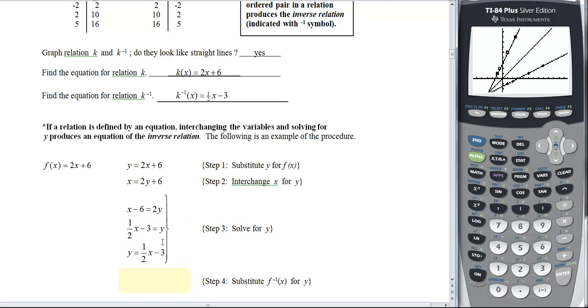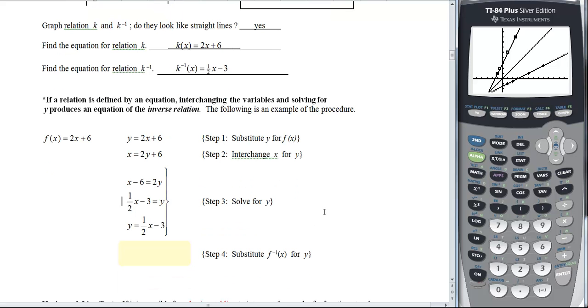And then you can rewrite it if you want, y equals 1/2 x minus 3. Now you're almost done. But now if the question was to find the inverse, you've got to use that notation. So substitute the inverse, that f inverse notation, in for where y is, and you've got it.